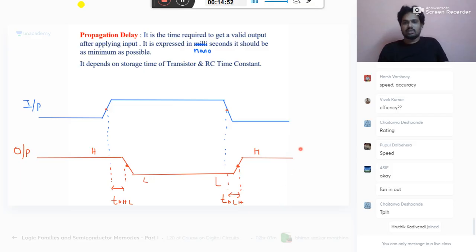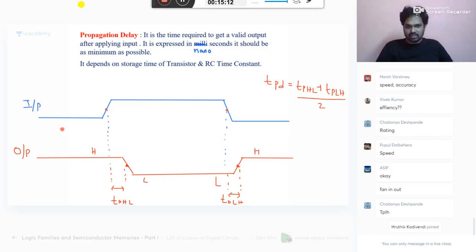So what is TPD? TPHL plus TPLH divided by 2 is the general specification to give the propagation delay of any gate. So now please listen.